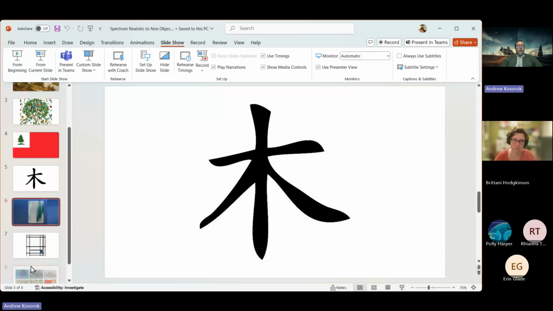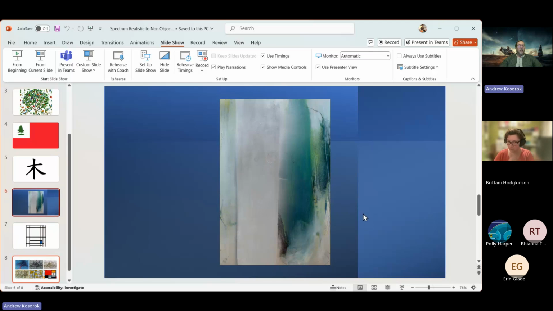Now, when we go to this one, this is again abstraction. What do you think this is of? Continuing with our theme. What's that? It follows with it, a tree. Yeah, absolutely. This is actually painted by a friend of mine, and it's a stand of poplar trees.